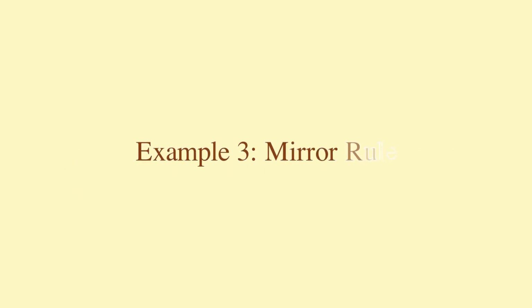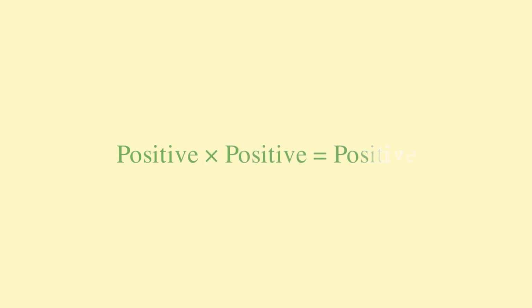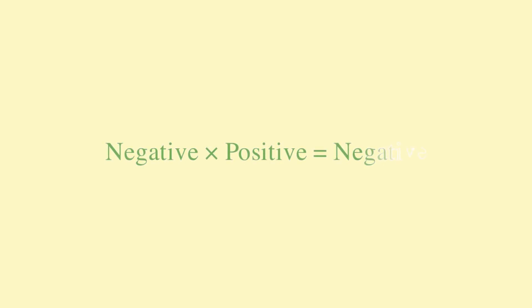Still confused? Try this. Think of multiplying like flipping a sign. A positive times a positive? The sign stays positive. A negative times a positive? We flip it to negative. A negative times a negative? We flip it twice, so it turns positive again.